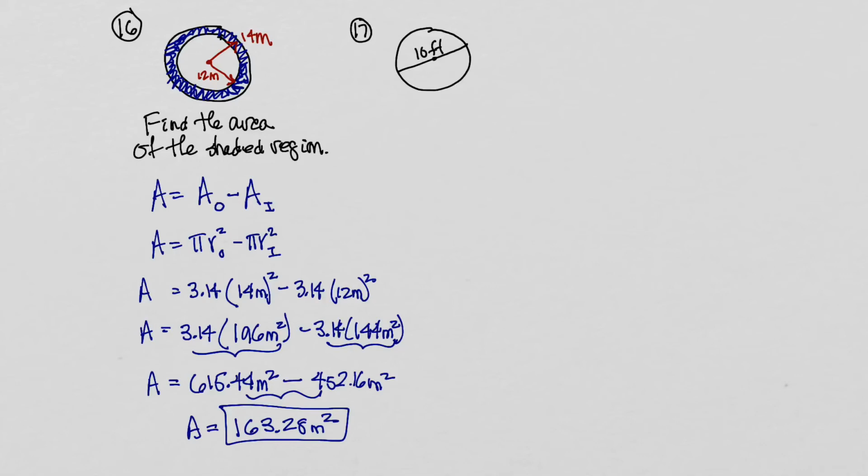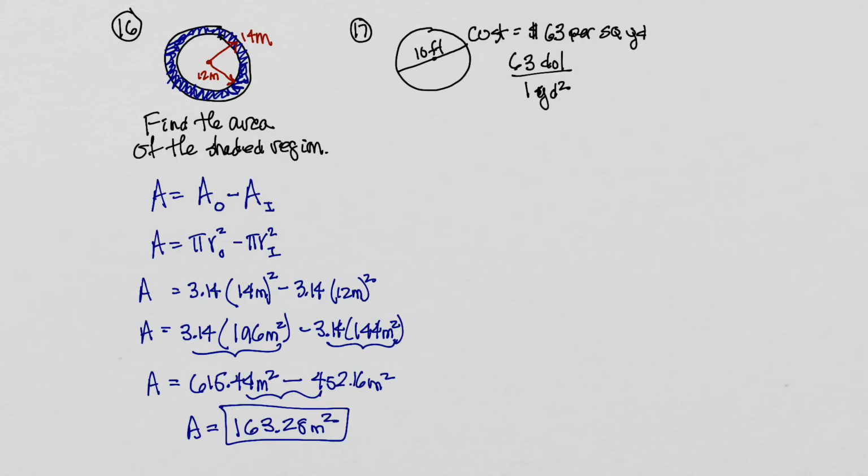For number 17, what's going on here is that Sarah buys this tabletop that is 10 feet in diameter. And the cost of the tabletop is $63 per square yard. Okay, so we can write that as $63 per 1 square yard.